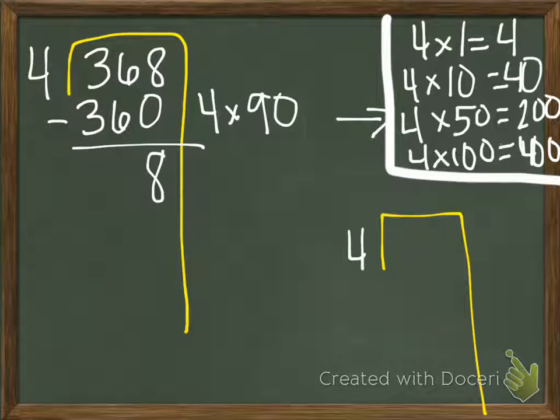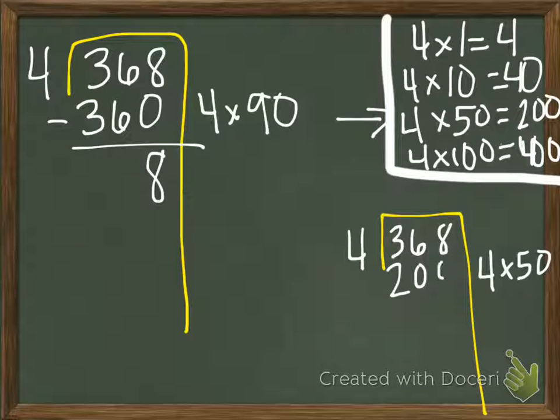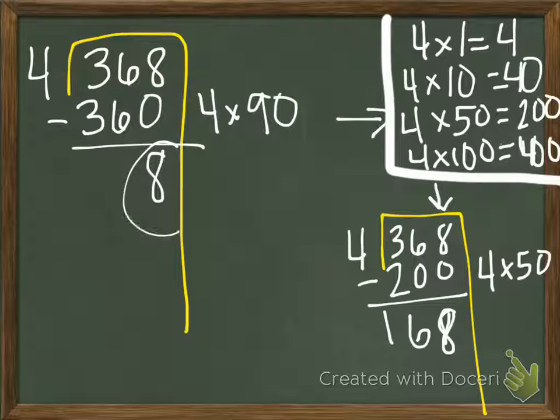I'll put my 368 on the inside, my dividend, and then I'm going to stick with what I know. 4 groups of 50. 4 groups of 50 gives me 200. I'm going to subtract. Please reinforce with your children when you are subtracting to start in the 1s spot. 8 minus 0 is 8. 6 minus 0 is 6. That leaves 168, and over here I just have 8. So you can see I got closer over there than I did down here. I'm just going to have more steps on this problem. So back to my original problem.